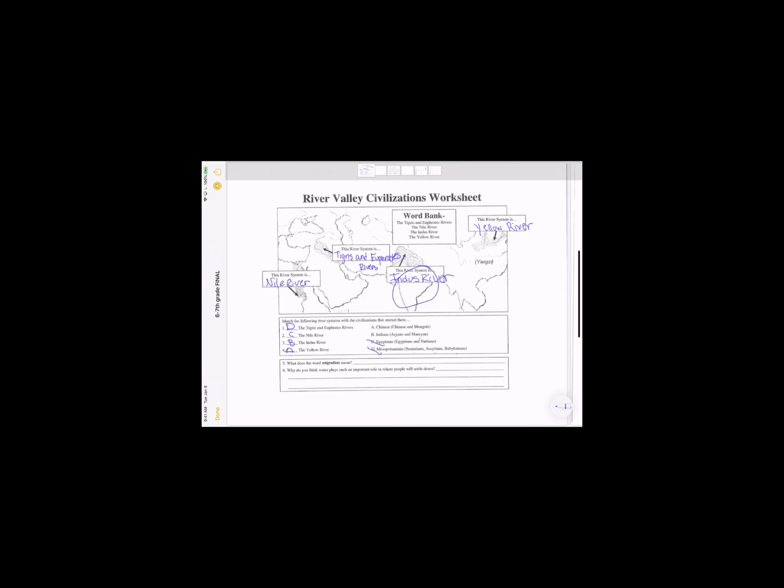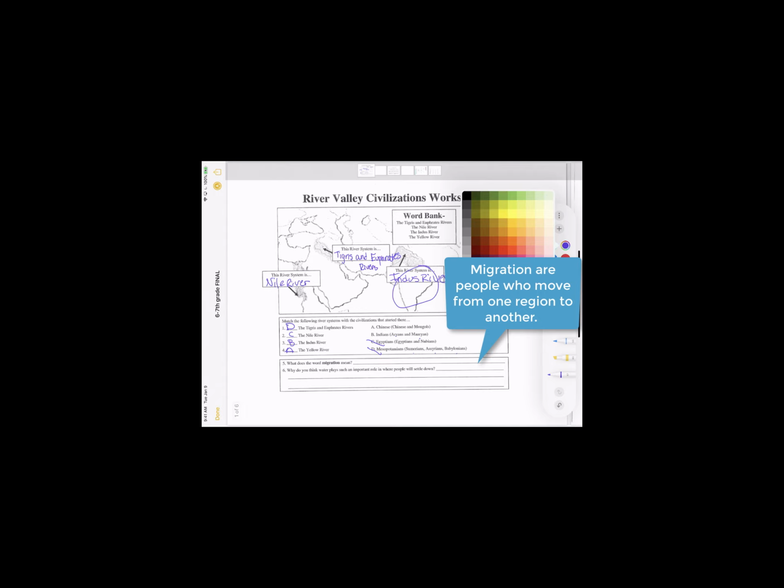All right, so number 5 says, what does the word migration mean? And we know that to be people who move from one region to another. Okay, that is what a migration is. So they can move from Egypt, calling this a migration pattern. They can move from Egypt to ancient Mesopotamia. Why? Because we know the Fertile Crescent, they can grow more crops.